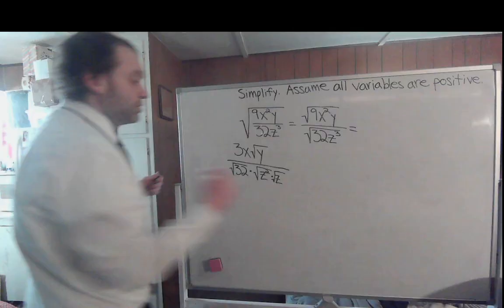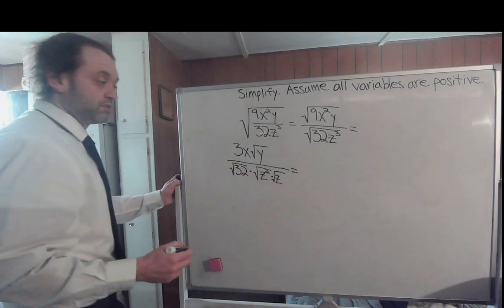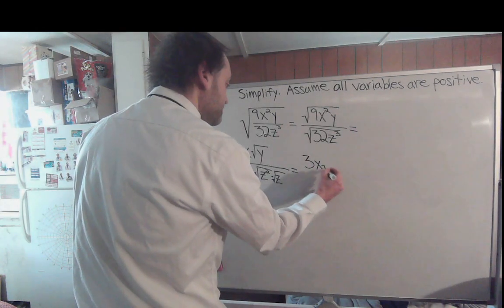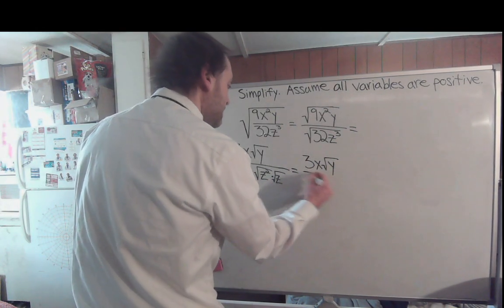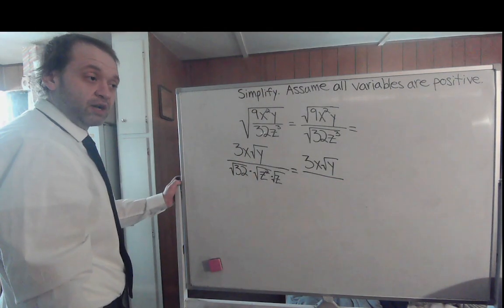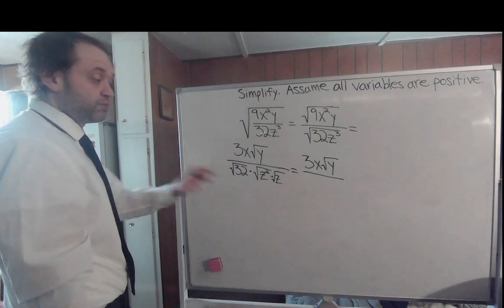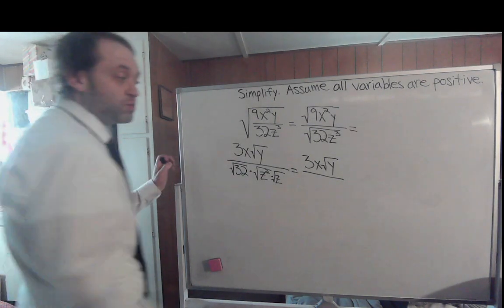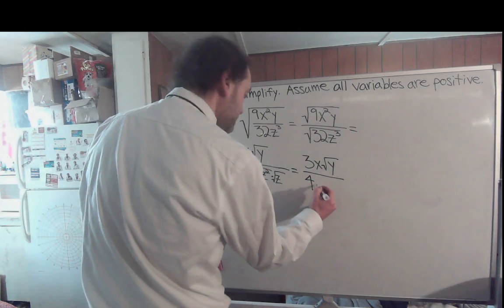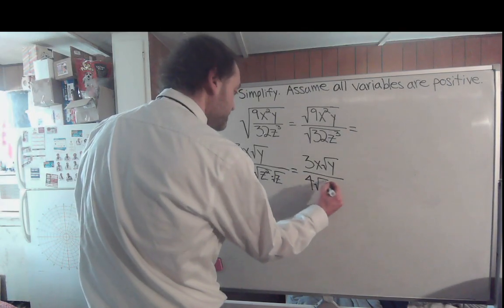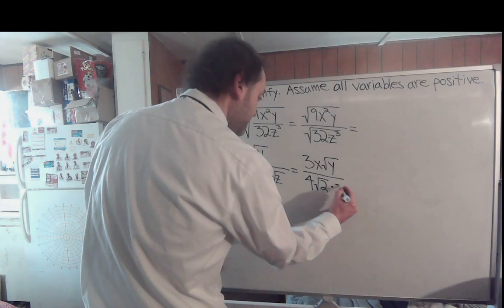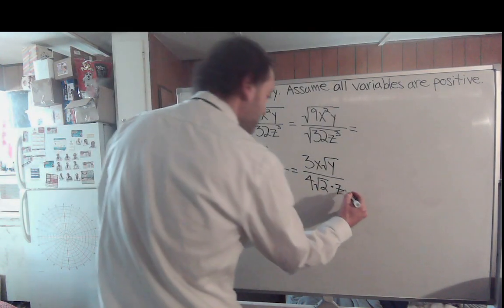Alright, so let's simplify the denominator a little more. So we still have 3x times the square root of y. Now, what is the square root of 32? Not a perfect square, but one of its factors is, this will break down into 16 and 2. Square root of 16 is 4. So you have 4 times the square root of 2 times the square root of z squared, which would just be z, then times the square root of z.